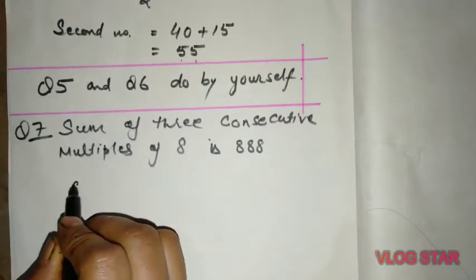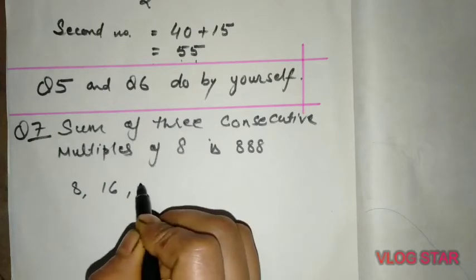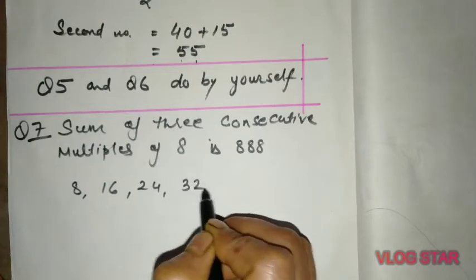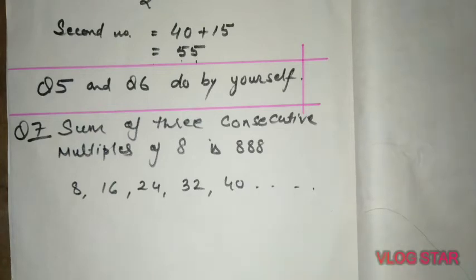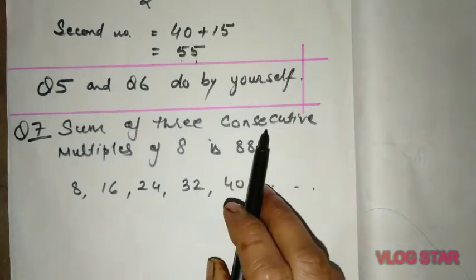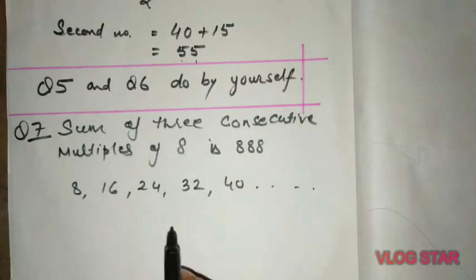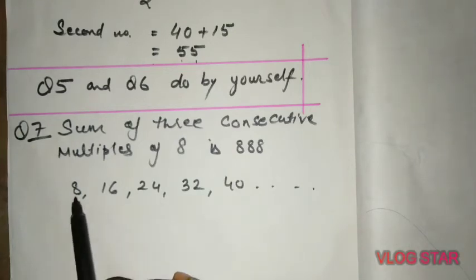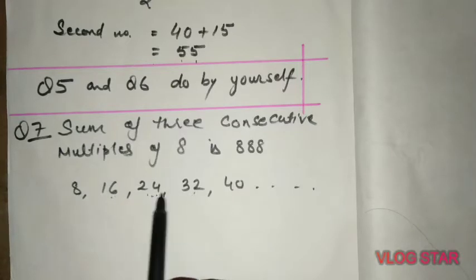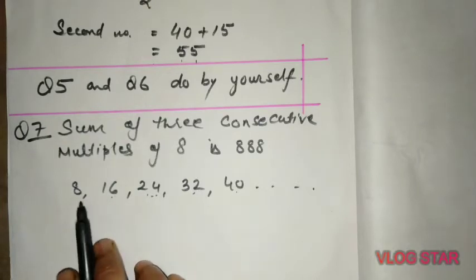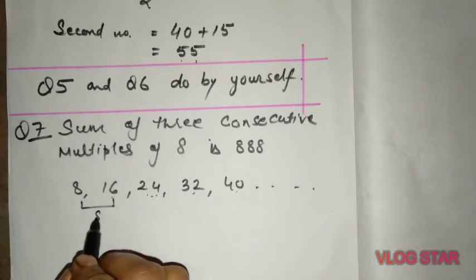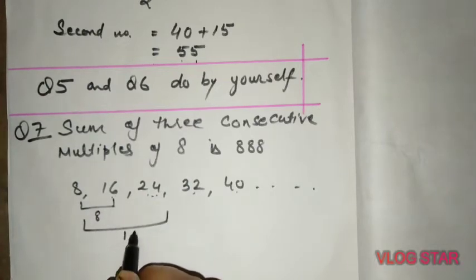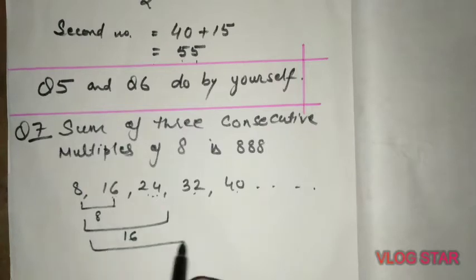Multiples of 8: 16, 24, 32, 40. These are the multiples of 8. Consecutive multiples means the numbers are in continuation. Either these three or these three or any three numbers, they are in continuation. If you see carefully, the difference between these two is 8, the difference between these is 16 and the difference between these three is 24.